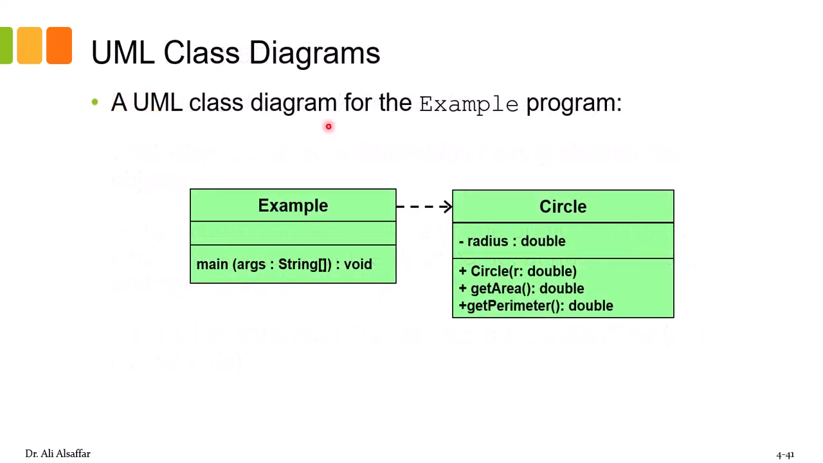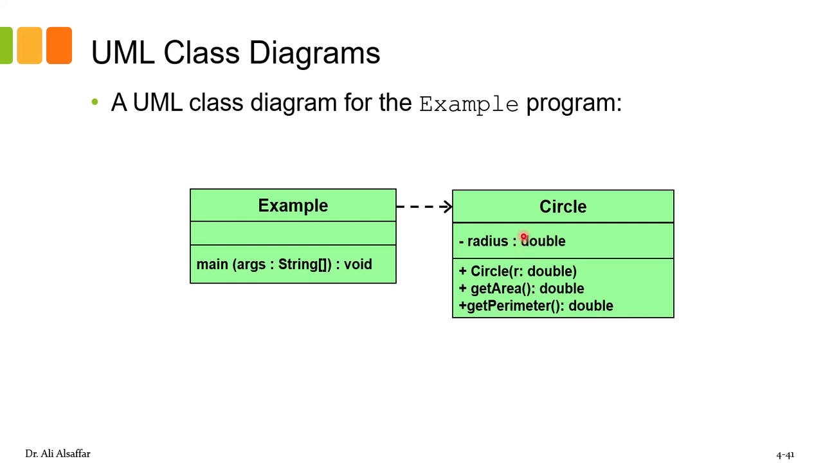Here is an example. This example consists of two classes, the main class, which has your main program, and we have a class for circle. Each class, or each diagram for a class, consists of three sections. See section 1, section 2, section 3, and here we have section 1, section 2, and section 3. Let's go for the circle class first. The first section, you put the name of the class. The second section, you put the data of the class. The third section, you put the methods of the class.